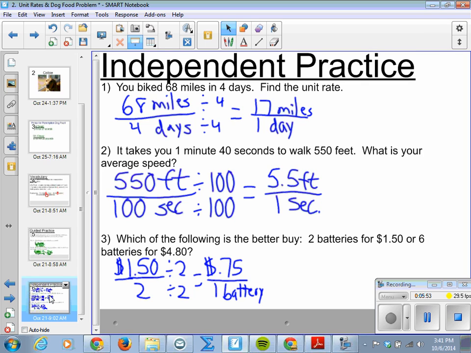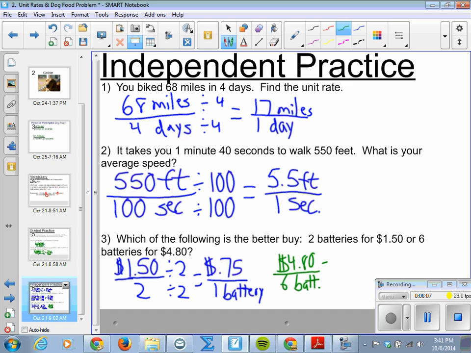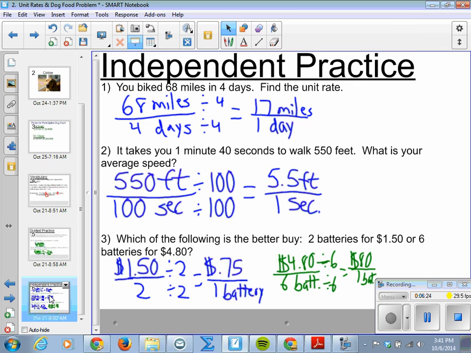Compared to when we do 6 batteries for $4.80. So $4.80 for 6 batteries. Divide each by 6, which gives us 80 cents per 1 battery. So the better buy would be right here, 75 cents per battery.